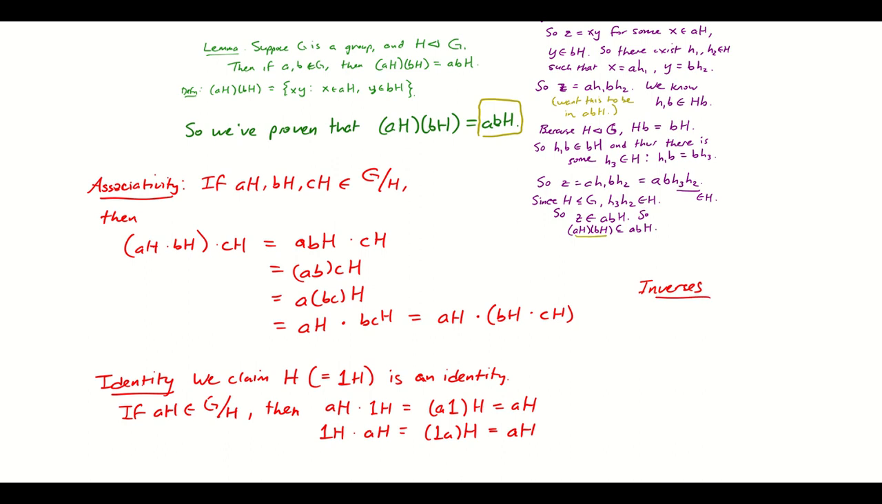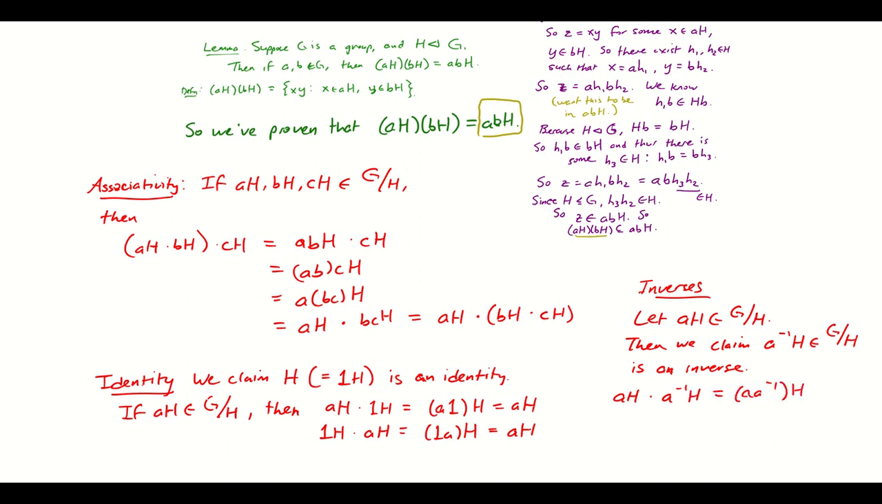And finally, inverses. Let AH be an element of the factor group or quotient group. Then I claim A inverse H, where A inverse is just the inverse in G, is an inverse for AH. And this is because AH times A inverse H, well, that's A, A inverse, H, which is 1H. That's just the subgroup itself, and the subgroup is the identity, as we just showed. Same thing if we operate the other way. Again, we get 1H, and I think now we are done.